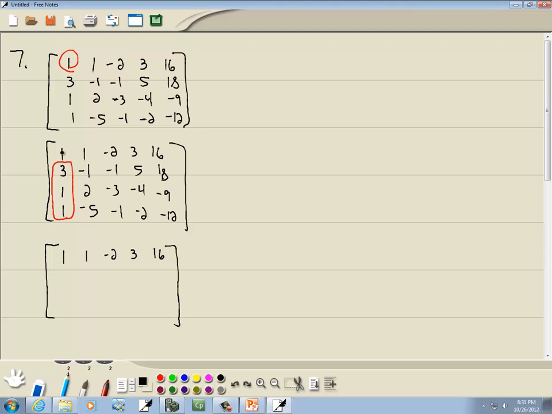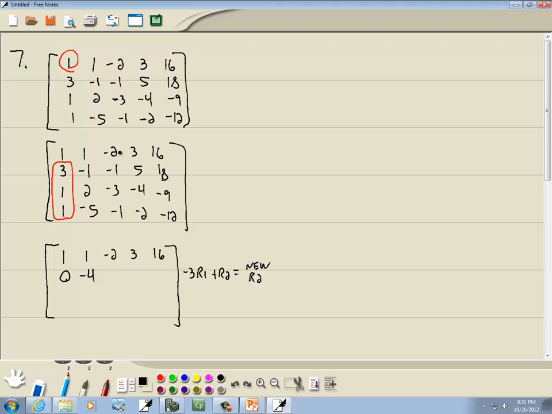Okay, so we ask ourselves, what do we multiply times this 1 that then added to the 3 would give us a 0 there? It's negative 3. So we'll take negative 3 times row 1, and we'll add it to row 2 to give us our new row 2. Okay, negative 3 times 1 is negative 3, plus 3 is 0. Negative 3 times 1 is negative 3, and negative 1 gives us negative 4.